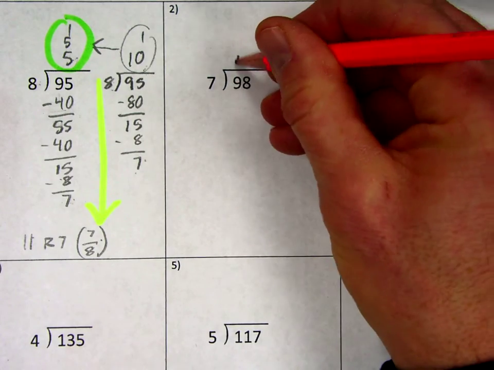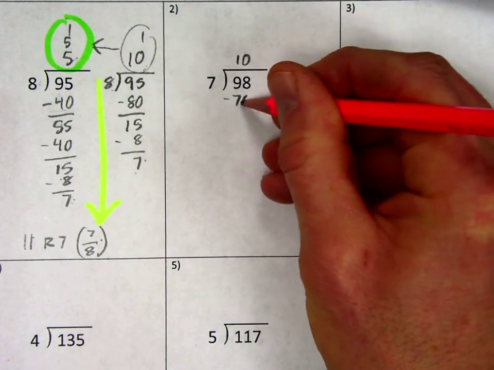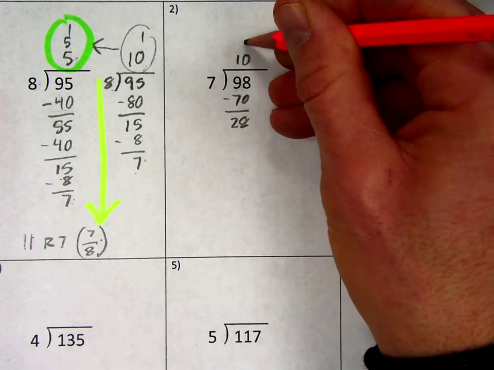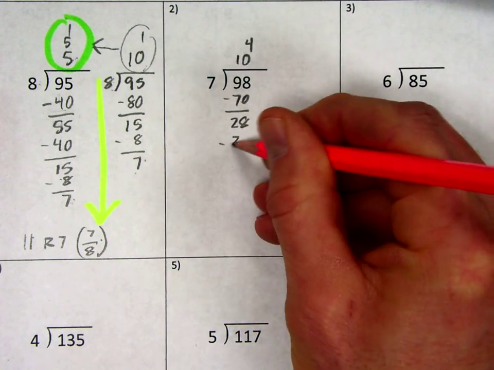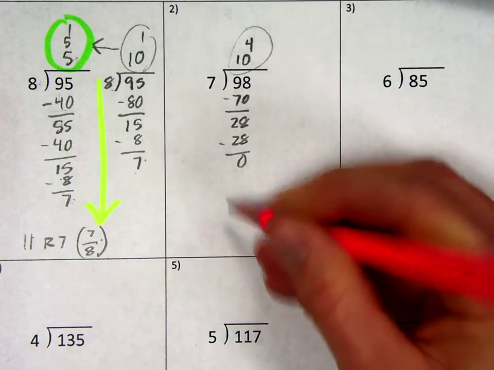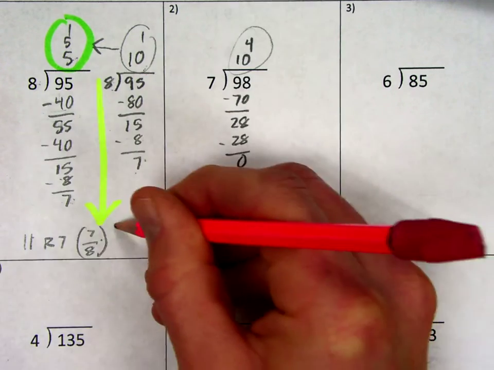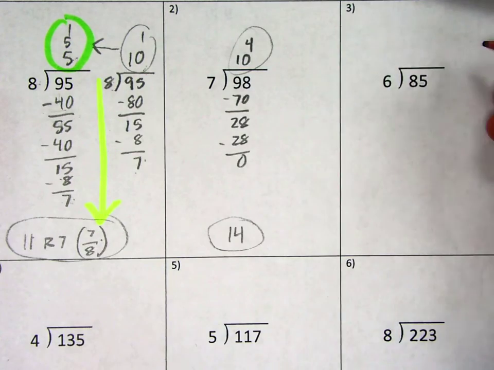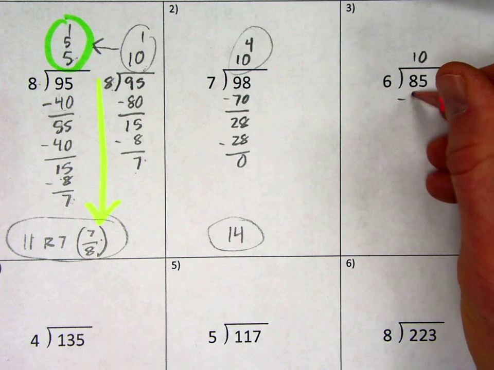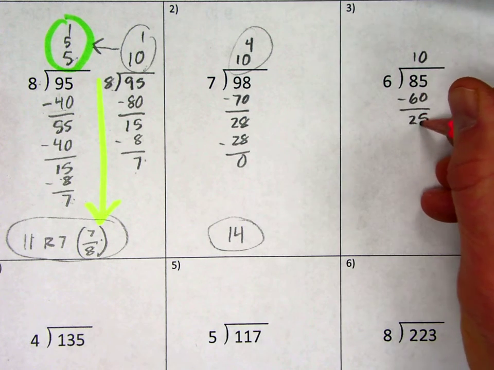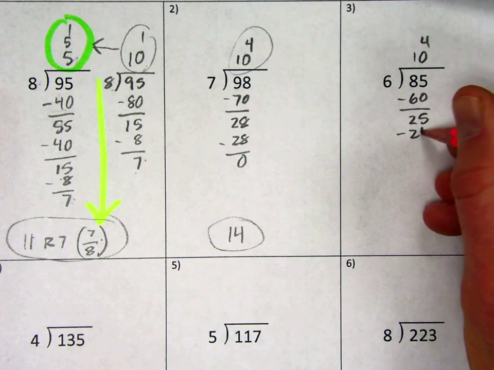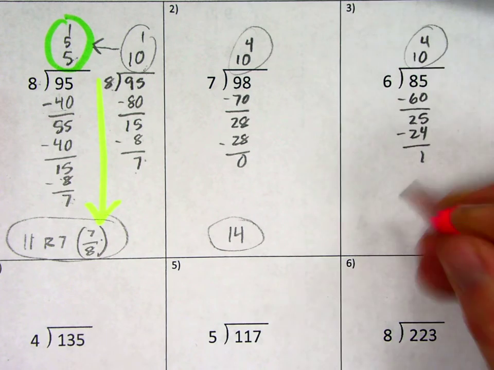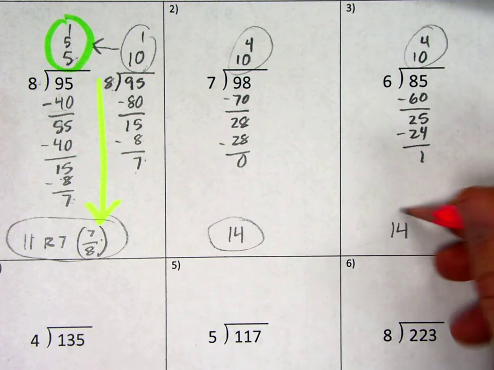7 into 98, guess 10. That's 70, you got 28 there. Add a 4 on top, that's taking away 28, 0, and there's your answer, 14. I'll write these on the bottom here. 6 into 85, well, 10, take away right away, there's 60, and 25, and I can take 4 from that, so there's 1, there's 14 is my answer. Again, 2 14s in a row.